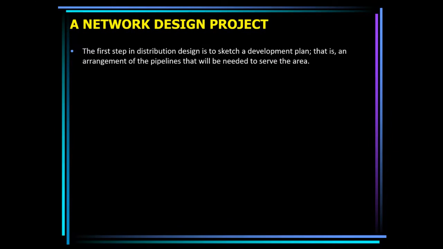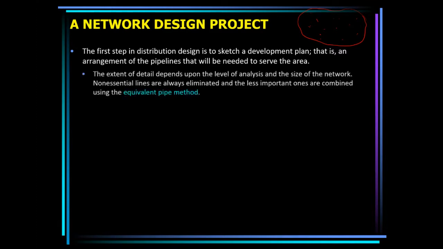Now, a network design project. A first step in distribution design is to sketch a development plan. That is an arrangement of the pipelines that will be needed to serve the area. Meaning you should have what is called a topographic map. The topo map of an area is simply like, let's say this is Hafrel, showing the houses, showing the individual houses and everything.